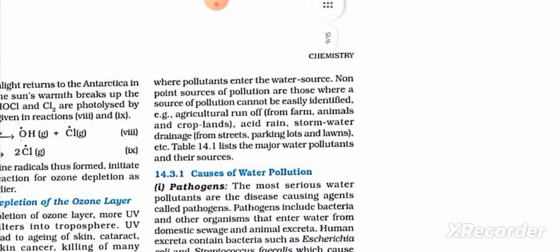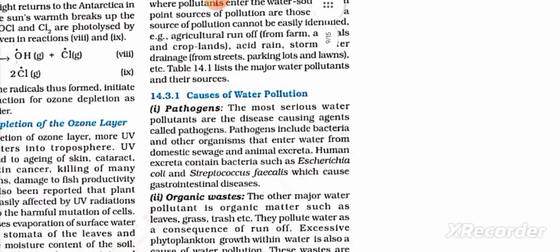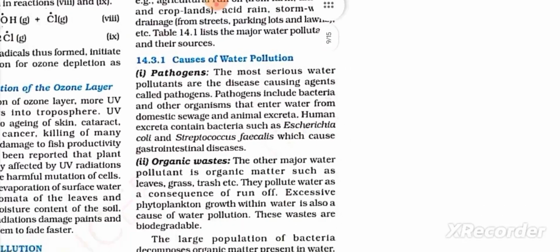Whereas pollutants enter through a water source, non-point sources of pollution are those where the source of pollution can't be easily identified. Example: agricultural runoff from farm animals and croplands, acid rains, storm water, drainage from streets, parking lots, lawns, etc. are sources of water pollution.